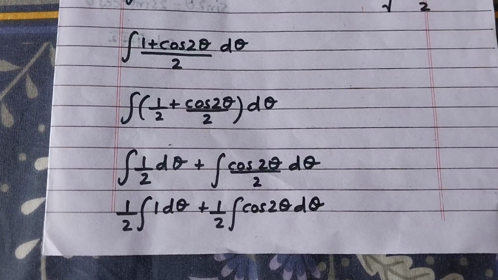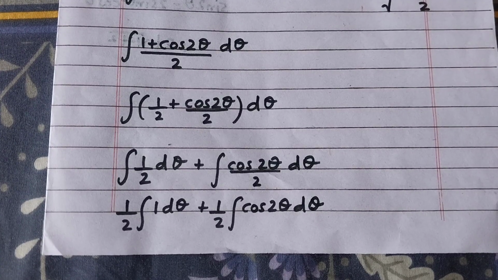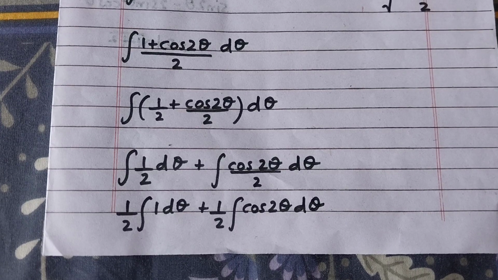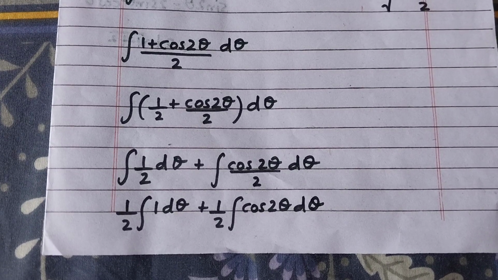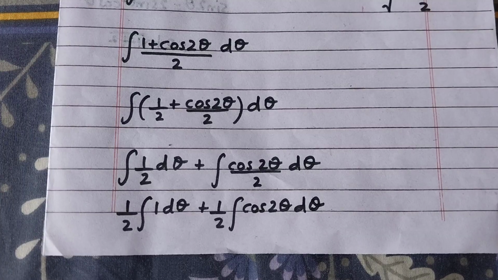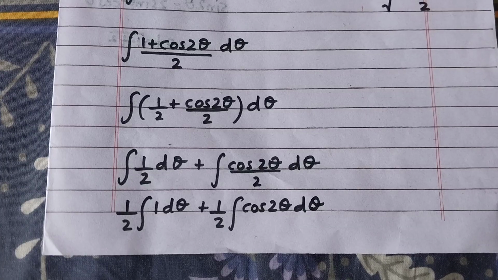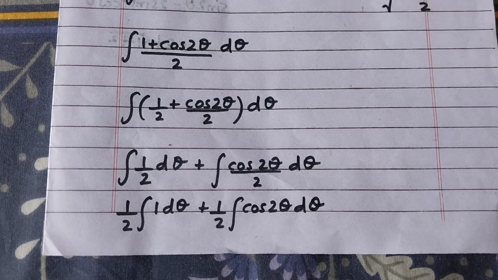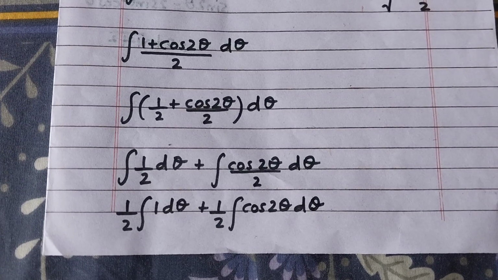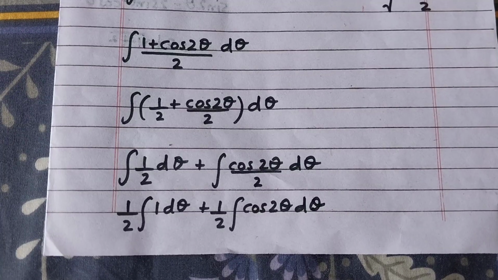So in order to compensate for that 2, we need to basically divide by 2, and so that 2 which comes in the derivative of sine 2 theta basically cancels out. And so the function which has the derivative of cos 2 theta is sine 2 theta divided by 2.